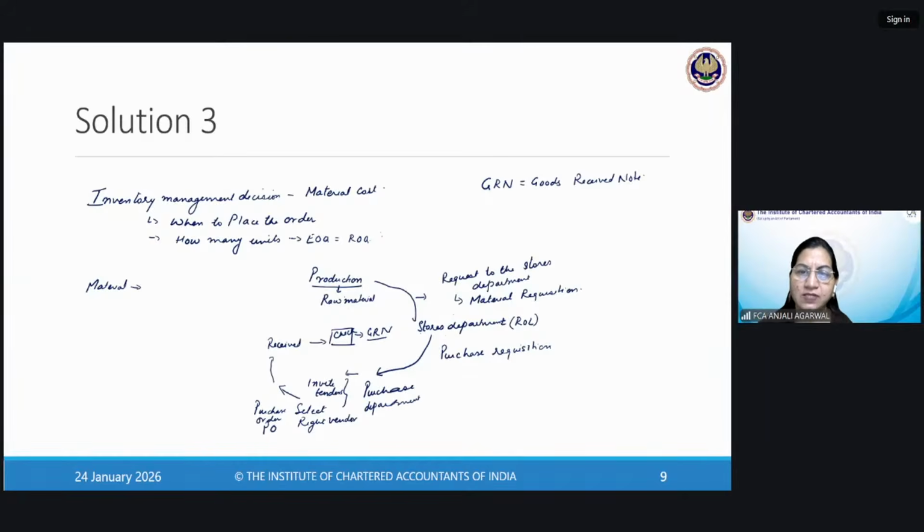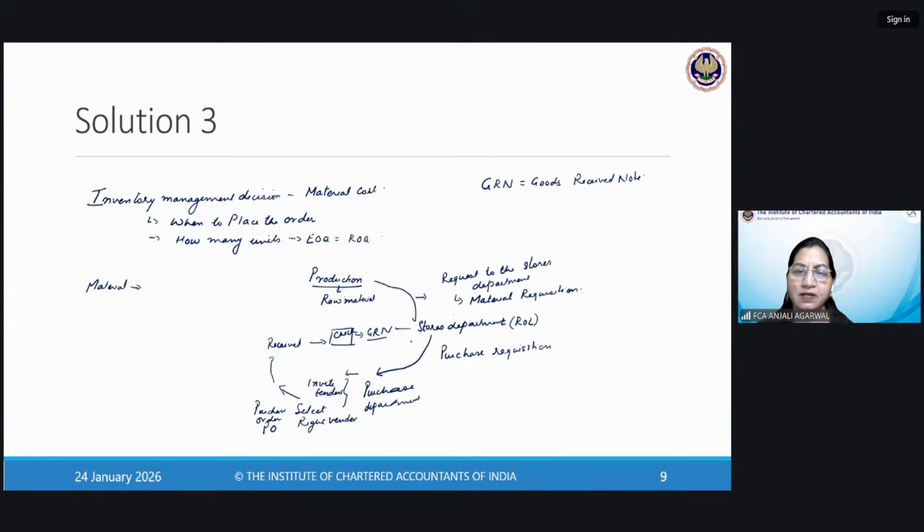When this goods received note is issued by the stores department, this reaches the vendor and he issues an invoice. So he will ask for the amount or money to be paid to him. And the accounts department or the payables team will ensure that the payment for these goods is now made to the vendor. So if he has given some credit terms, 30 days, so on, you will make the payment after these 30 days. So the accounts department will then make the payment to the vendor. So this is the entire flow of the raw material in an organization.